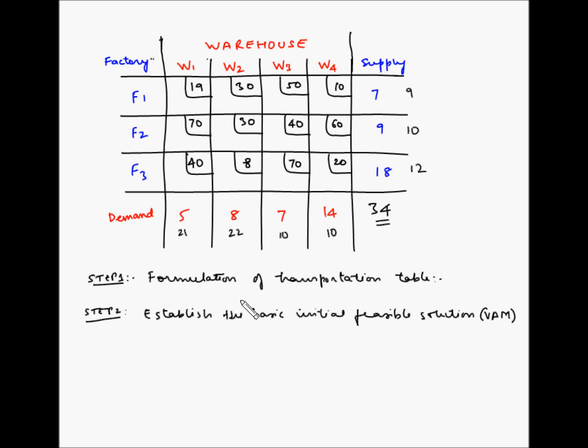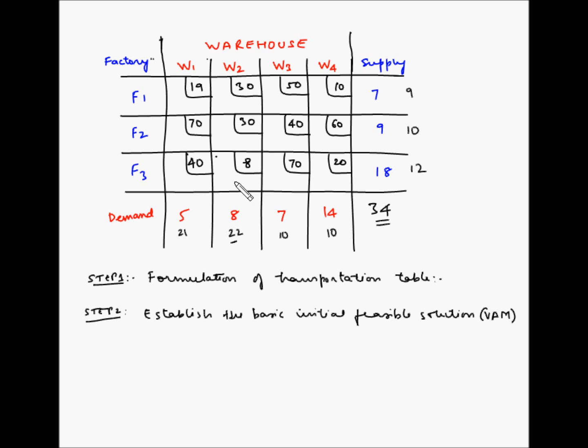Now after finding the opportunity cost or the penalty cost, the next step is to select the row or column with the largest difference. So in our case, the largest difference is 22. So we select the column W2 first. The next step, which is step 3, is to allocate maximum number of units to the square with the minimum cost in the selected row or column. So the square with the minimum cost is this F3W2.